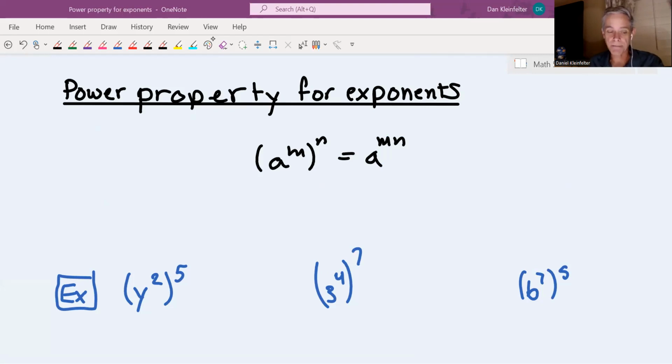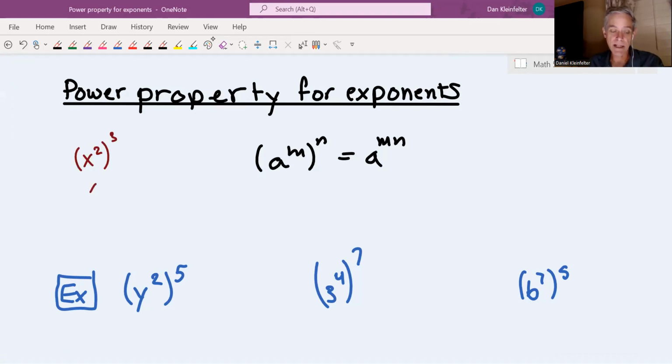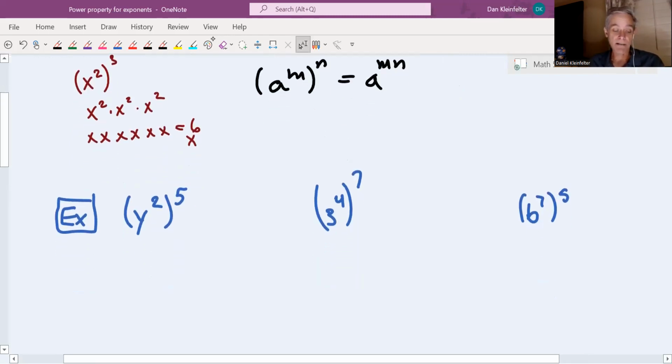So let's try it. If we had x squared cubed, this means that we'd have x squared times itself 3 times, right? X squared is being cubed. So each of these would give us 2 x's. Don't worry, I'll only do this once. That would be 6 of those x's, right? So that's x to the 6th power. Multiply the exponents together.